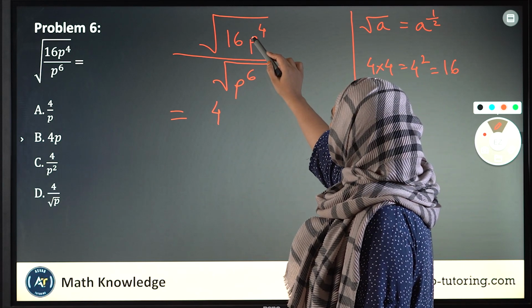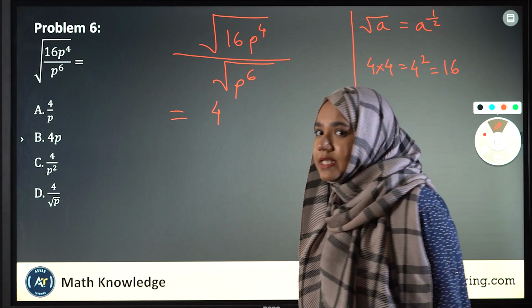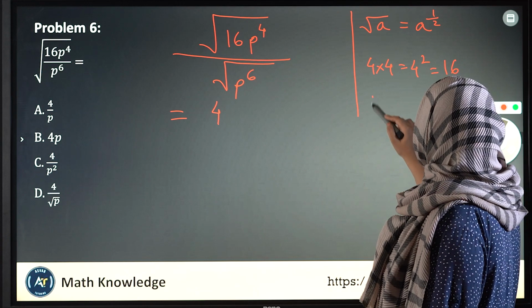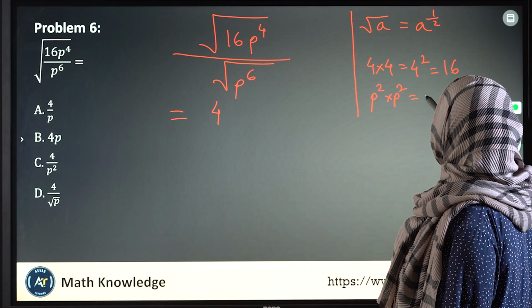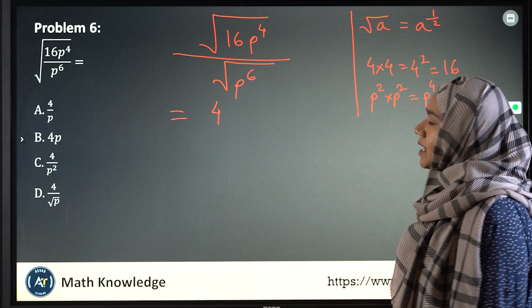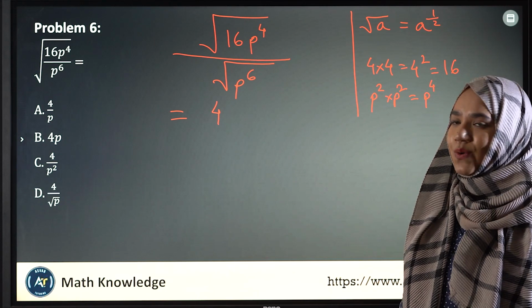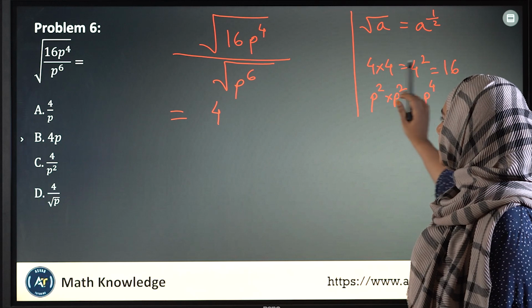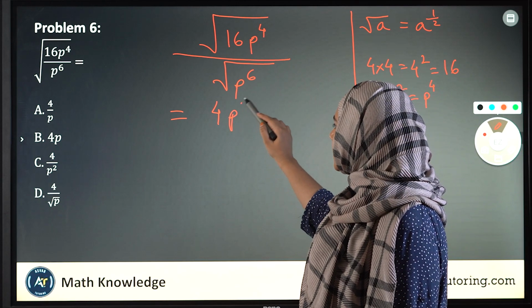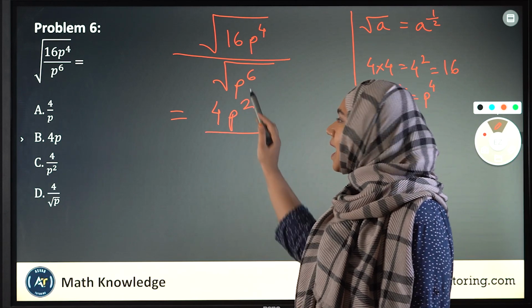However, for p to the power 4, what do you think is the square root? See, if there's a p squared and another p squared getting multiplied to each other, in that case we are getting p to the power 4, right? Which means that if you do it the other way around, the square root of p to the power 4 is going to be what? P squared.